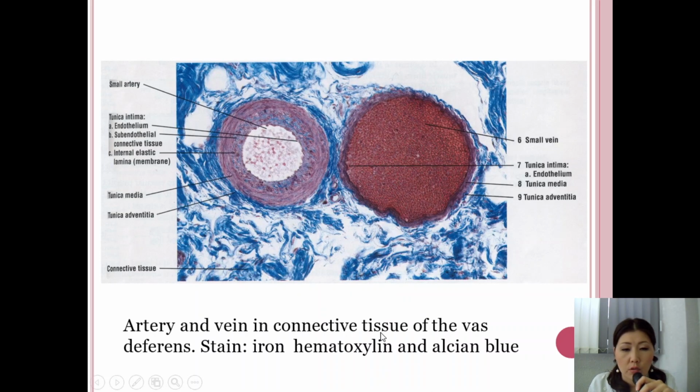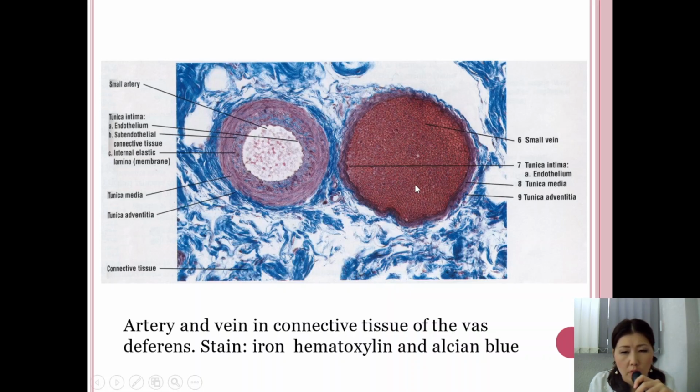And this is histological structure of artery and vein. As you see on this diagram, they are different. And for example, this is small artery, and here we can see tunica intima and the endothelium inside, subendothelial connective tissue, internal elastic lamina membrane, and the tunica media, smooth muscle fibers, and tunica adventitia, the outermost layer. And this is connective tissue surrounding the blood vessels.